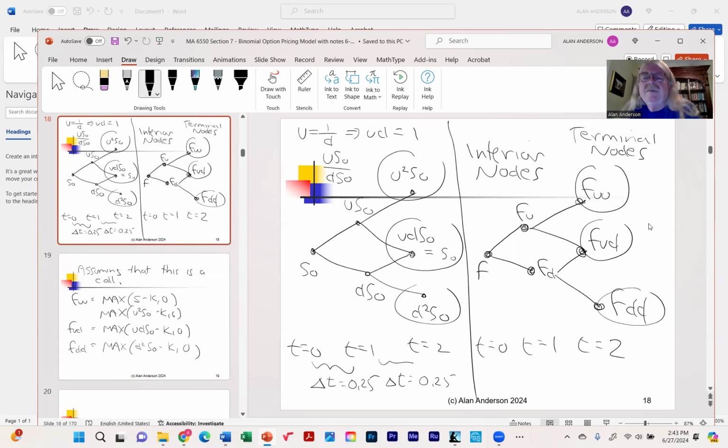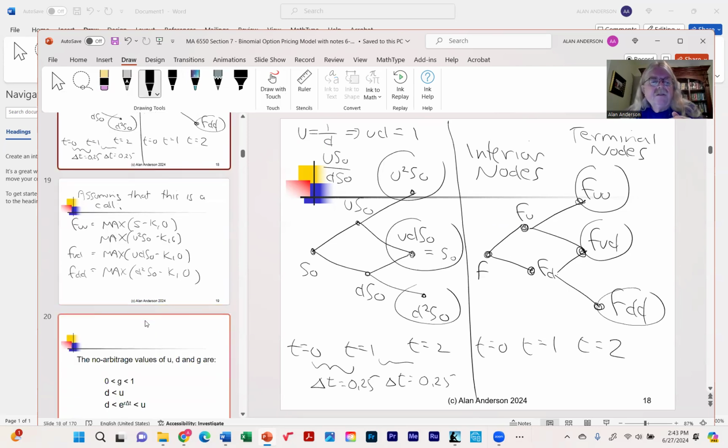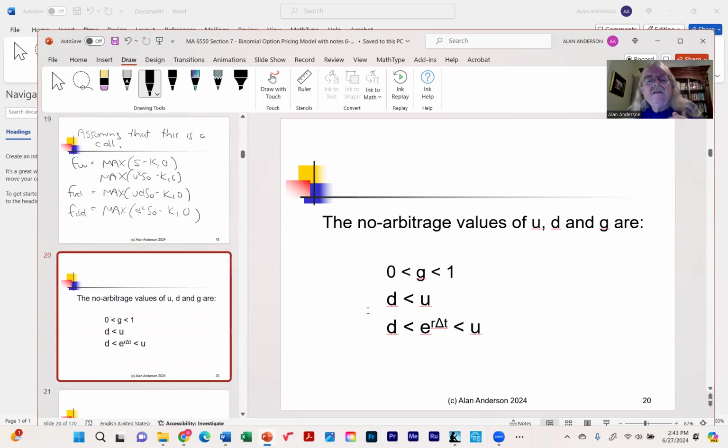So now keep in mind, remember, we're assuming that there's a probability P, which is the probability of going up in this tree, and 1 minus P means going down. So I'll just mention that. In the slide, you'll see this G here is the real world probability, but we're not using the real world probabilities. We're using the so-called risk neutral probabilities.